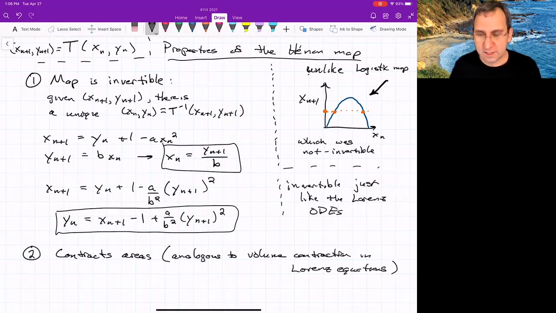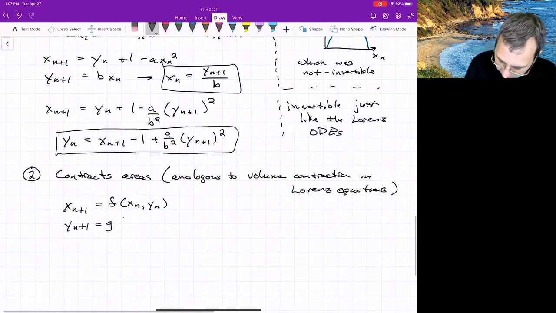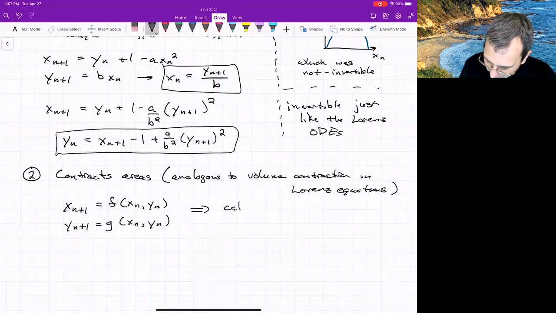And how can we see this? Well, if you've taken calculus and you do a transformation of variables, a transformation of variables is like a map. The volumes, infinitesimal volumes, shrink or expand according to the Jacobian of your map. So you could just calculate the Jacobian. We'll write xn plus 1 equals f(xn, yn), and yn plus 1 equals g(xn, yn). We can calculate the Jacobian matrix.